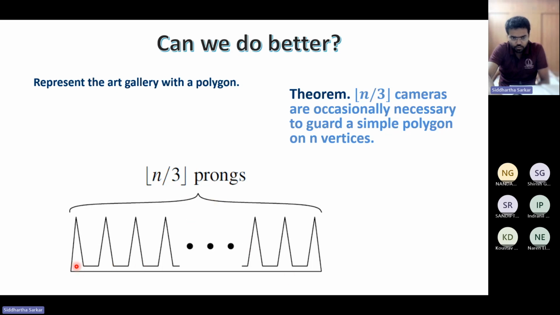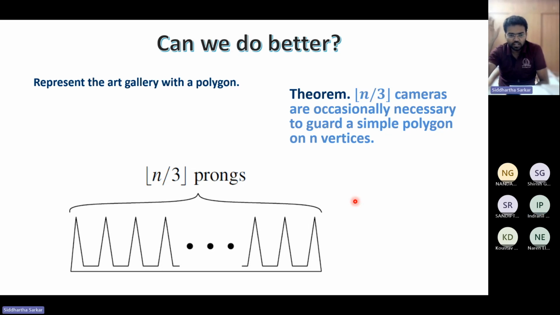Now, wherever you place a camera to cover this triangle, that camera cannot see this other triangle. So to cover a point in this triangle and a point in this triangle, you have to keep separate cameras. No camera can see the apex of these two distinct triangles. So for every prong, you will need one camera. So n/3 floor cameras are necessary for this simple polygon. Do you see that? Yes. Okay.